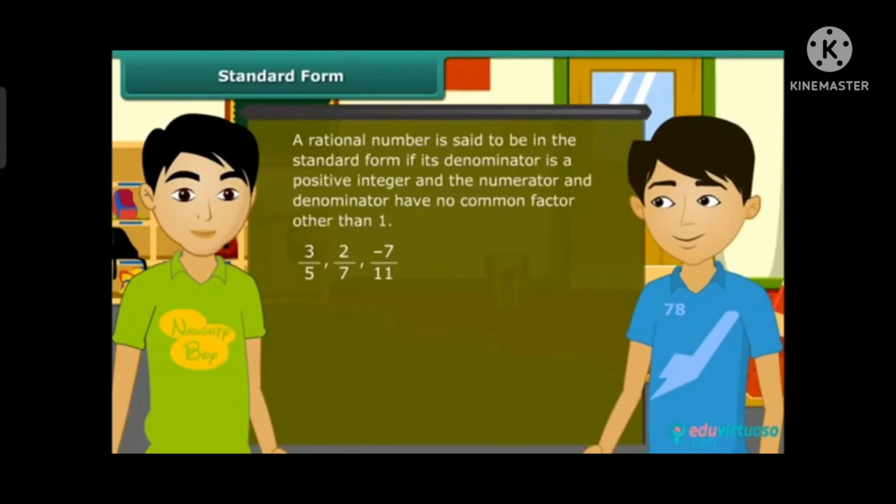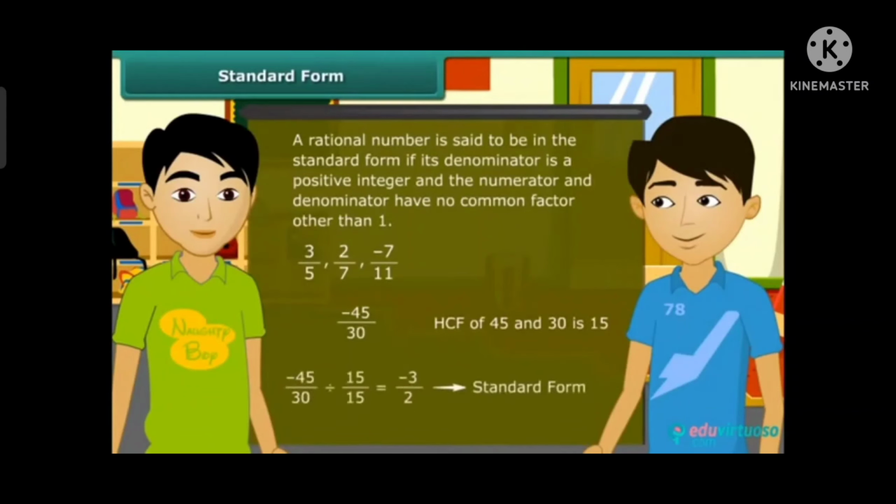For example, -45/30 is not in a standard form. We will reduce it by dividing its numerator and denominator by their HCF. Here the HCF of 45 and 30 is 15.